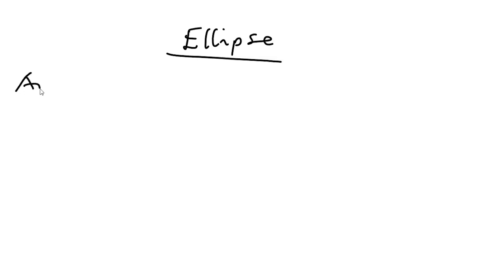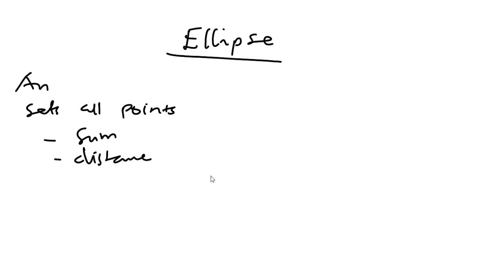So basically an ellipse is a set of all points, the sum of whose distances from two fixed points is a constant.